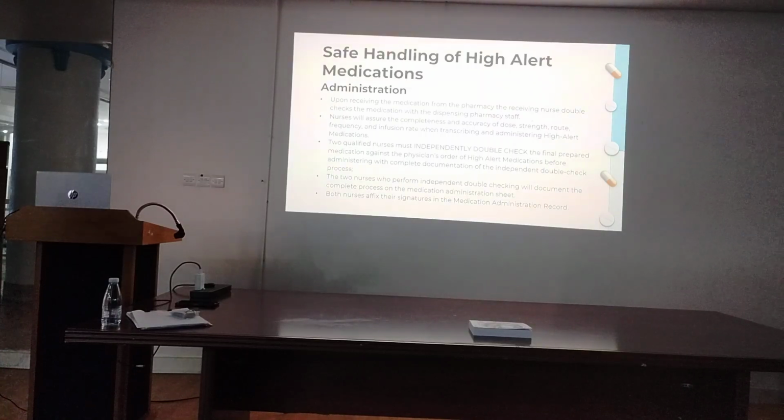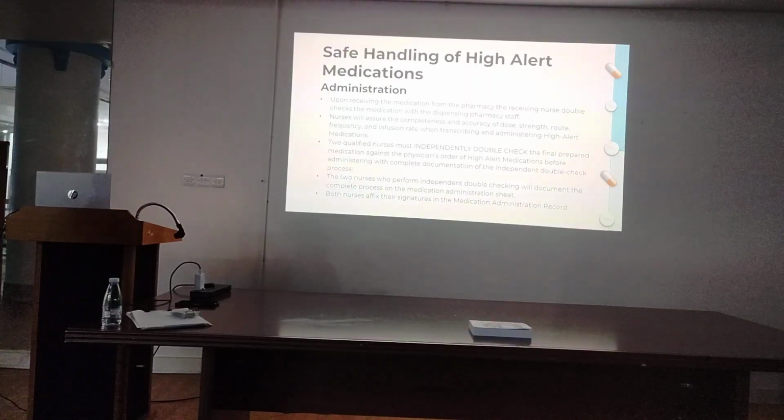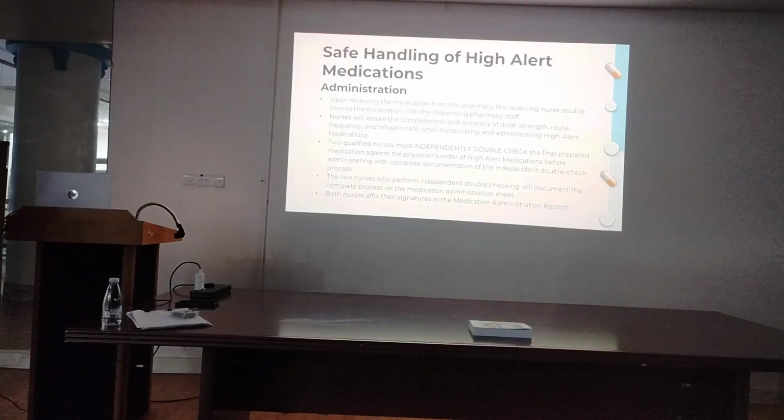Check if it's actually Novomix, if this is what the doctor prescribed, if the dose is right, if the route of administration is right, and the rate is right. And then here is where independent double checking comes in. Two nurses will independently double check the medication, okay? After that, they will affix their signatures in the medication document, okay?